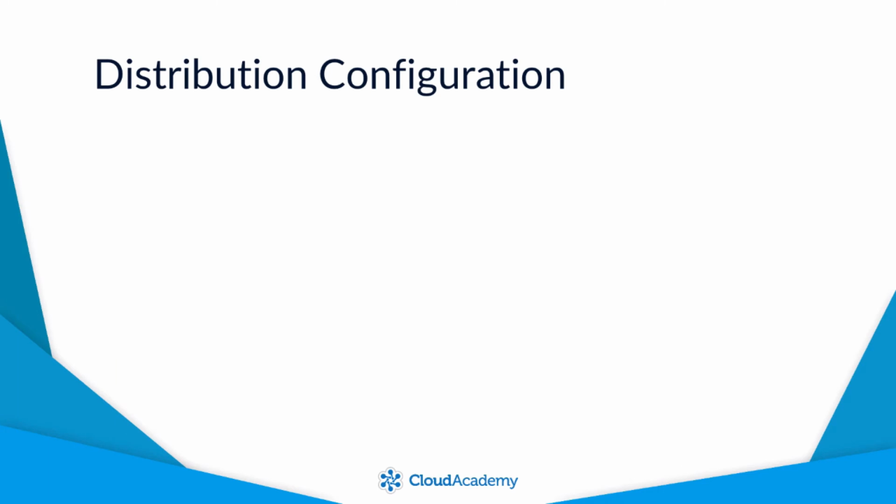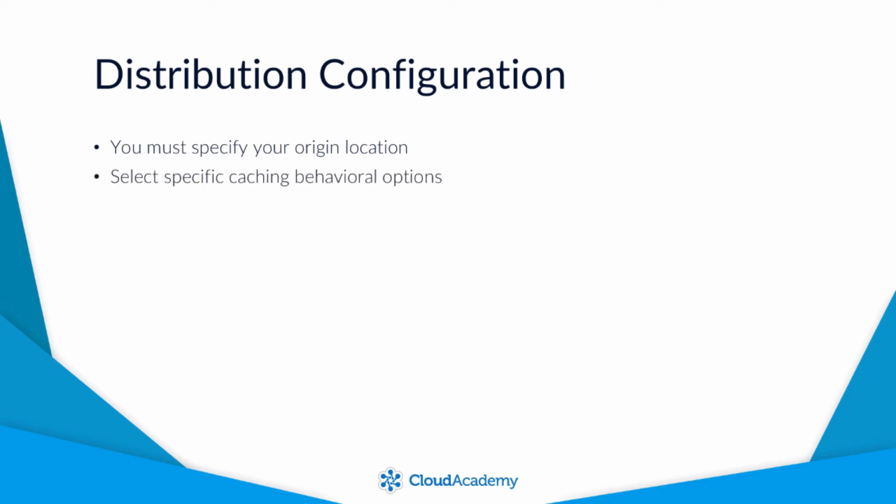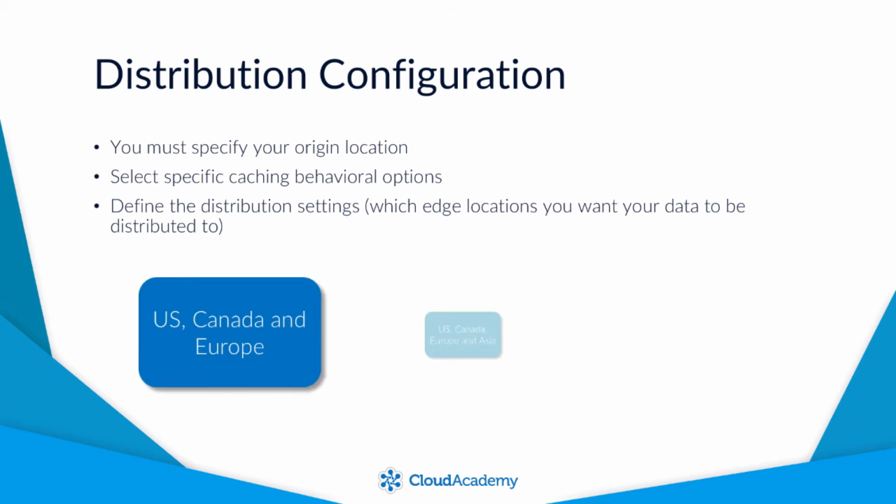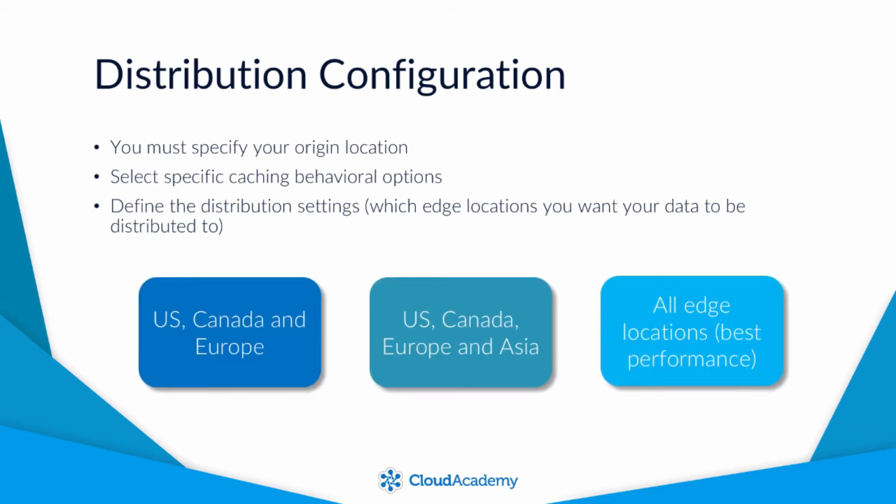When configuring your distributions, you will be required to enter your origin information, essentially where the distribution is going to get the data to distribute across edge locations. You will also be required to select a host of different caching behavioral options, defining how you want the data at the edge location to be cached via various methods and policies. Lastly, you will define the distribution settings themselves, and this will look at which edge locations you want your data to be distributed to, which can either be US, Canada and Europe, US, Canada, Europe and Asia, or all edge locations for the best performance.